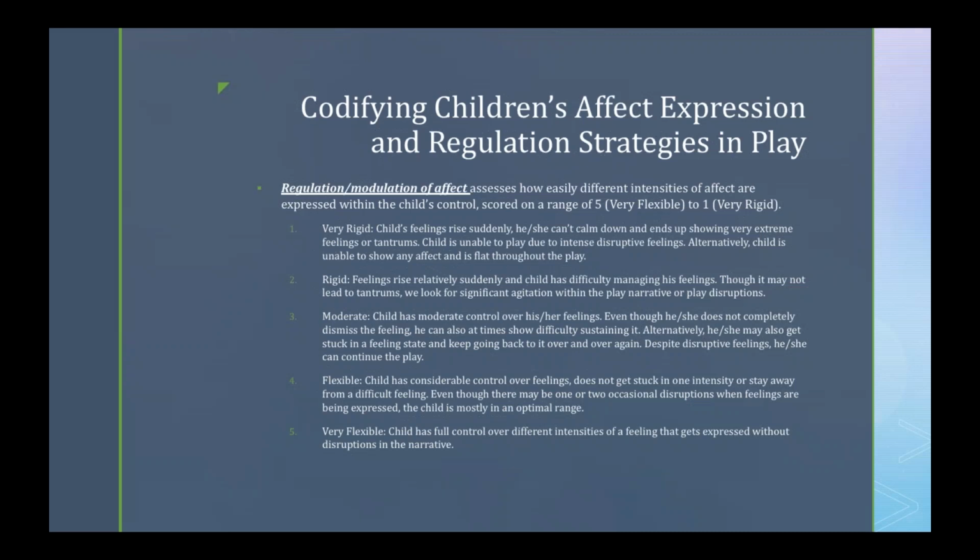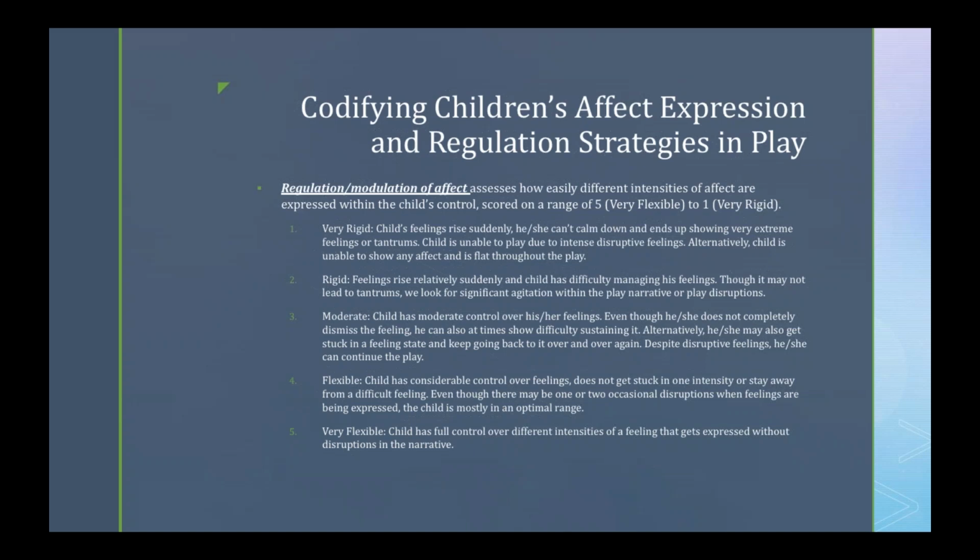Okay. So the first item in the affect, so the children's play therapy instrument, which I'll call CPTI from now on, has 4 affect structure items. I'll first introduce them and I'll walk you through scoring this case example. Our first item is regulation and modulation of affect, which assesses how easily different intensities of affect are expressed within the child's control, scored on a range of 5, which is very flexible, to 1, very rigid.